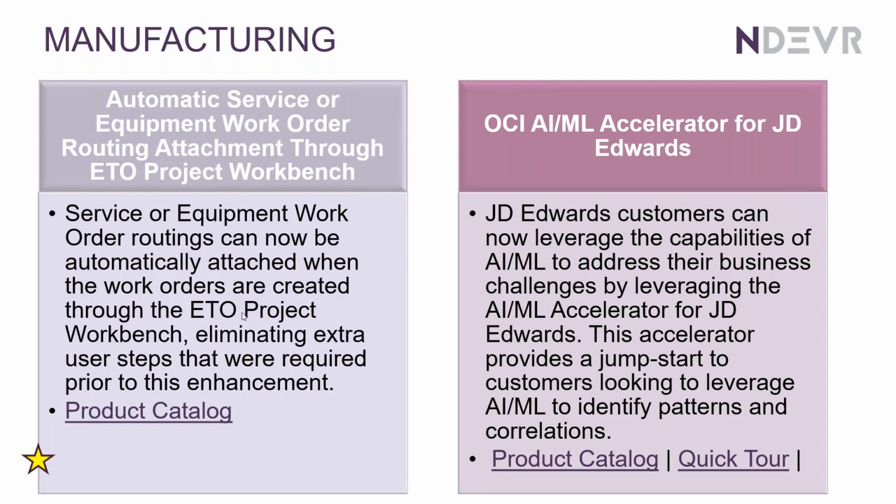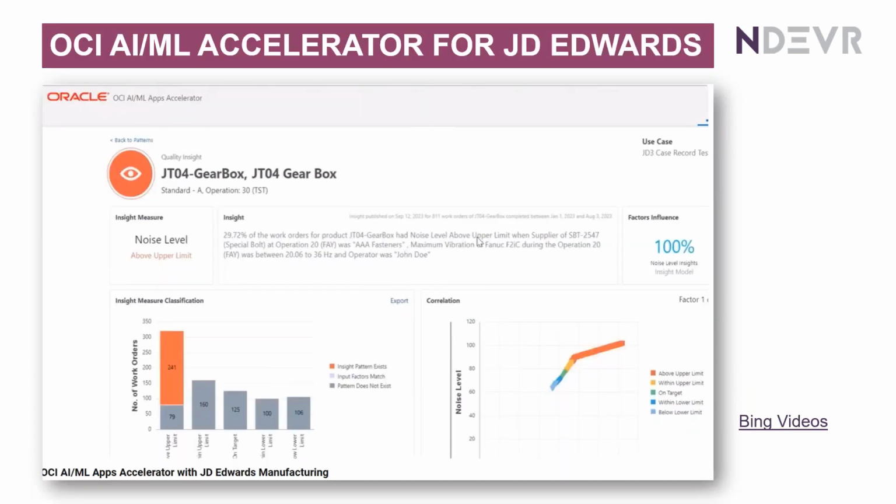That's that enhancement. And the next one, this OCI AI/ML, Artificial Intelligence / Machine Learning Accelerator for JD Edwards. This is a cloud product which integrates with JD Edwards. It is an enhancement that is grouped under manufacturing, but it can really be used anywhere.